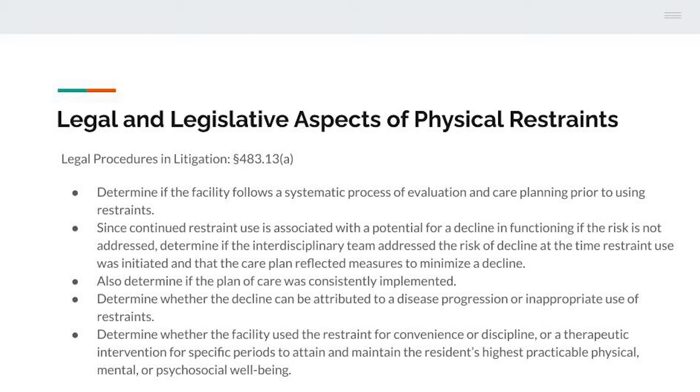They will determine whether the decline can be attributed to the disease progression or inappropriate use of restraints, and they will need to determine whether the facility used the restraint for convenience or discipline, or as a therapeutic intervention for specific periods to attain and maintain the resident's highest practicable physical, mental, or psychosocial well-being.